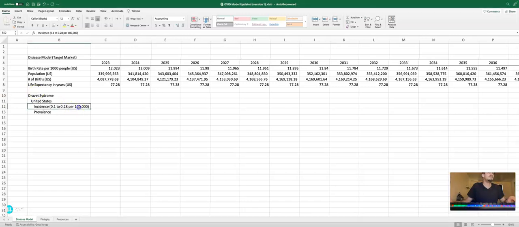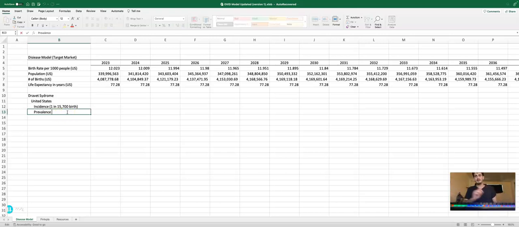Now, I'm sorry, I made a mistake. This is not Dravet syndrome. That was actually LGS. Okay, so Dravet syndrome. The incidence is 1 in 15,700 live births. So that's the incidence. The incidence, of course, is the number of new cases of a certain disease each year. And then the prevalence is the actual number of people with this disease at a specific point in time.